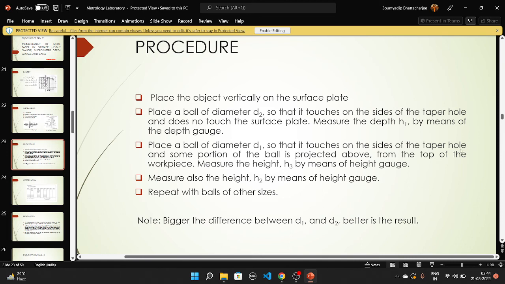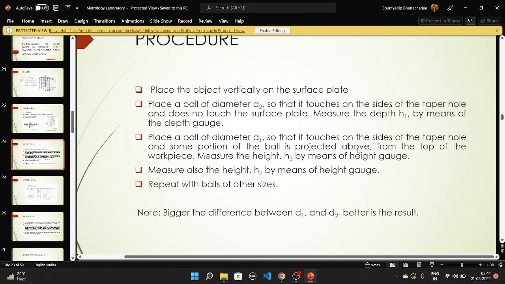Measure the depth taken by means of the depth gauge. And I have told you, when you place the smaller ball, do not just allow it to fall by gravity. Gradually roll it inside. And then the third para is regarding how you will place the larger ball. After placing the larger ball, you take the height measurement H3 with the vernier height gauge. Also the H2 measurement with the height gauge. Repeat with balls of other sizes if they give you. I do not think they will give you other sizes. So one pair of balls will be given to you. Next page.